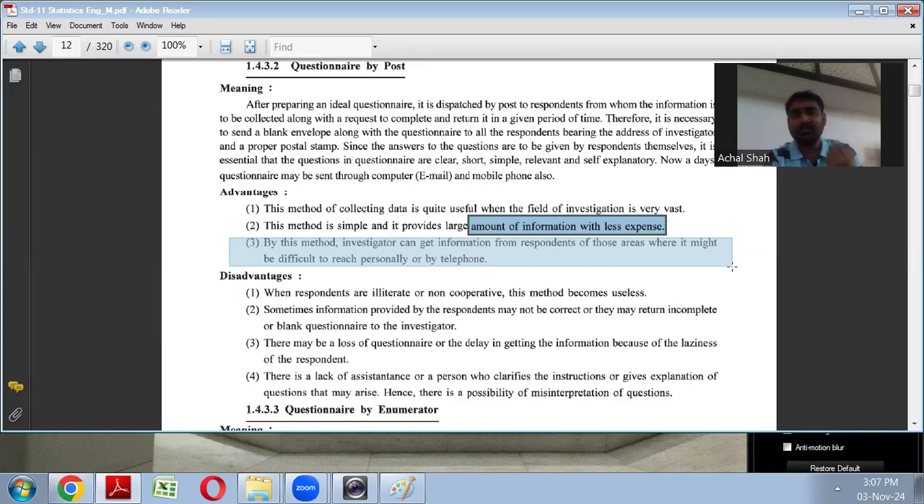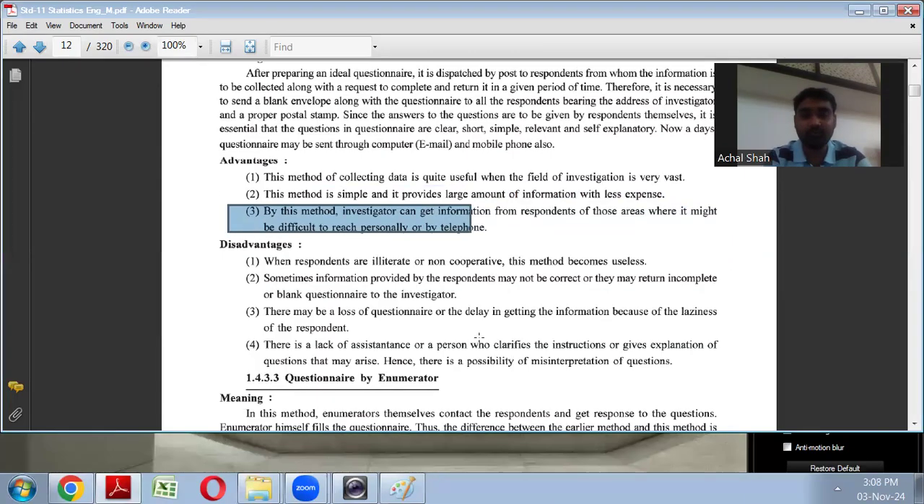Personally means, suppose that area is located in a remote place, right? For example, it is a hilly area, the mode of transportation is difficult. So in that case also this method can prove to be useful.